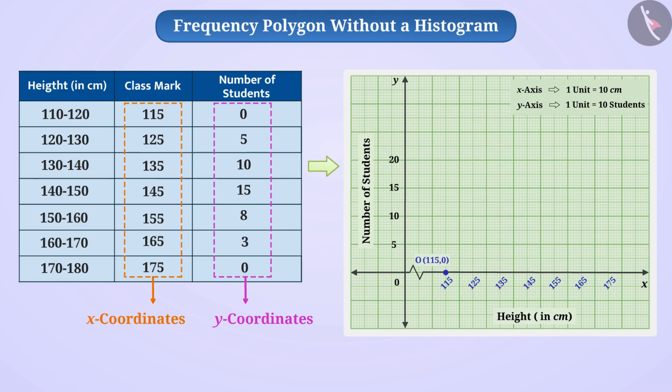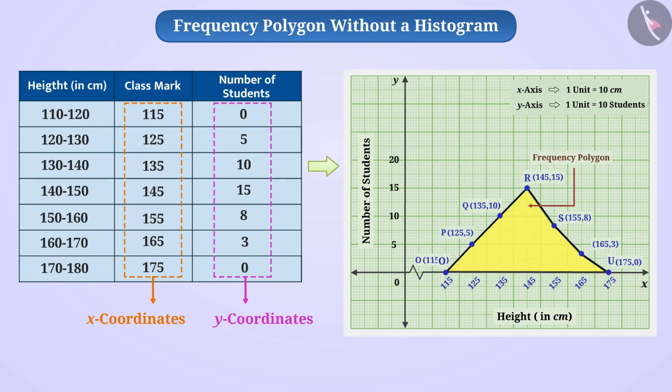Now, we will draw the x-axis and y-axis and represent class marks on the x-axis and frequency on the y-axis. Taking an appropriate scale on both axes, we will represent different points taking class marks as x-coordinates and the corresponding frequency as y-coordinates. Here, we will represent point O with coordinates 115, 0. Similarly, we will represent other points like this. Now, we will complete the frequency polygon OPQRSTU by connecting all the points with line segments. In this way, we can obtain a frequency polygon even without a histogram.